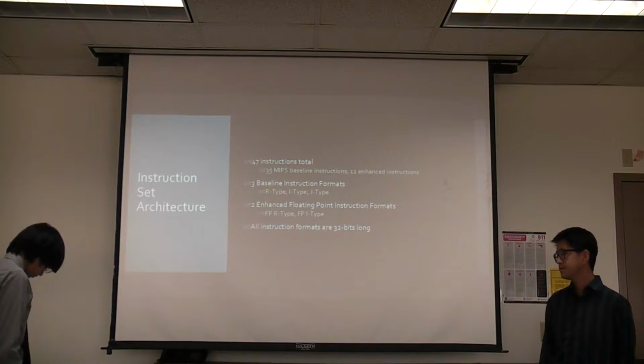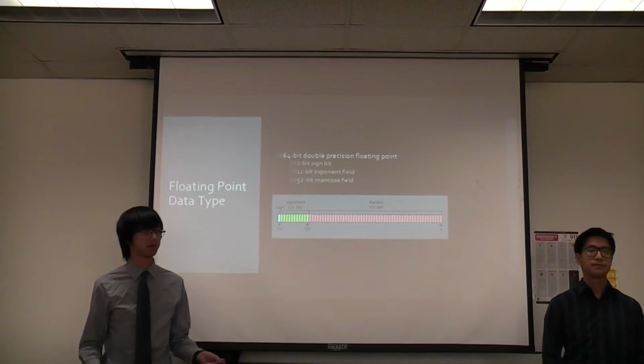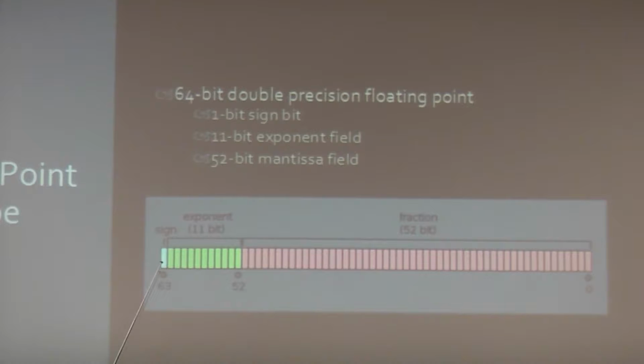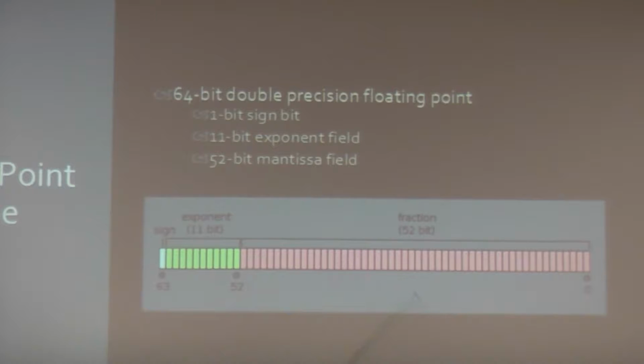So the floating point data type that our processor handles is a double precision floating point. A double precision floating point is 64 bits wide and contains three bit fields. The first, which is the sign bit, which is 1 bit, the exponent field, which is 11 bits, and the mantissa fraction field, which is 52 bits. And I'll be explaining what these fields do shortly.